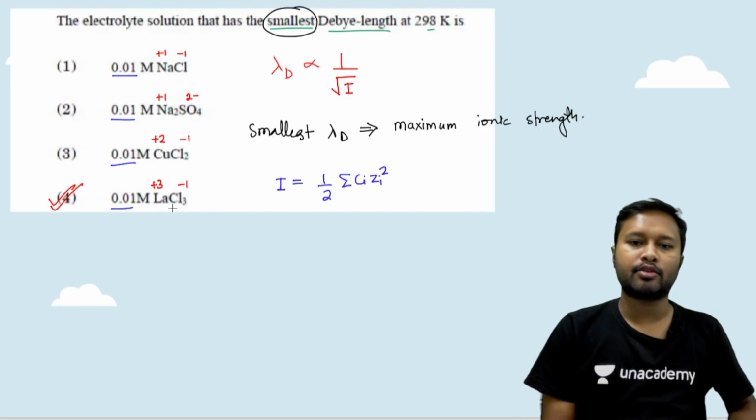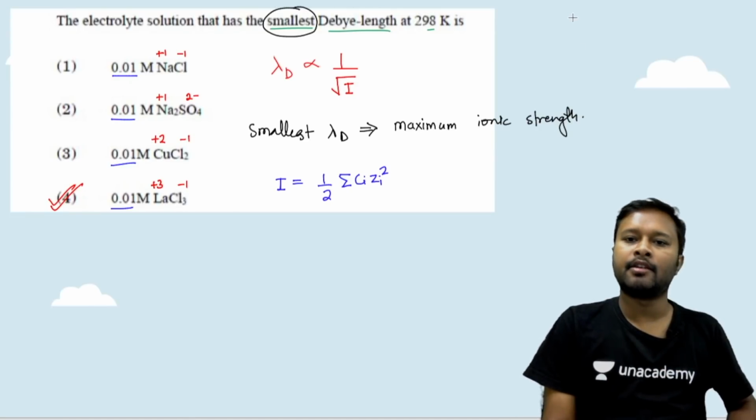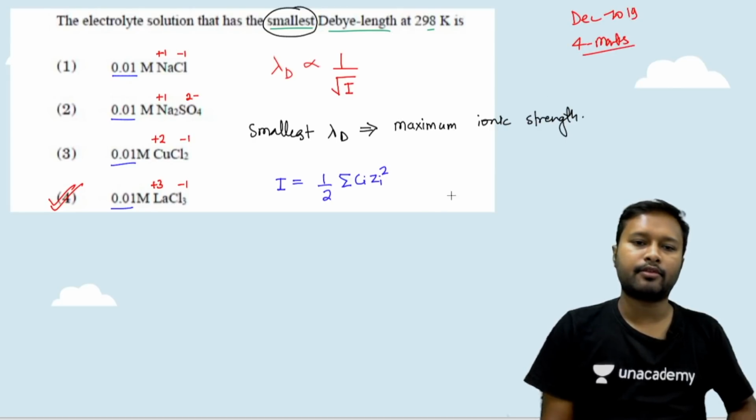Because it is going to have maximum ionic strength, because it has the highest charge, maximum ionic strength, so the smallest Debye length. All right. So without any calculation, you can easily solve this question. This was again asked in your December 2019 exam and it was a 4-marker question. This was also asked for 4 marks.